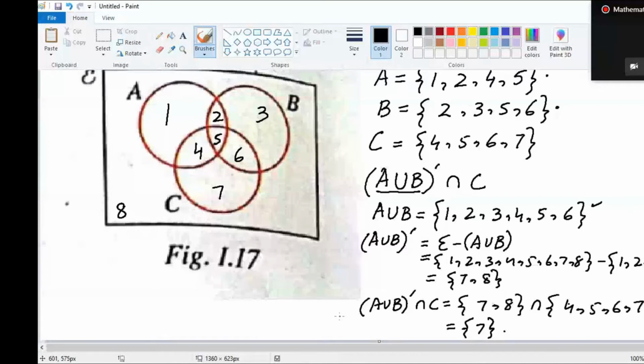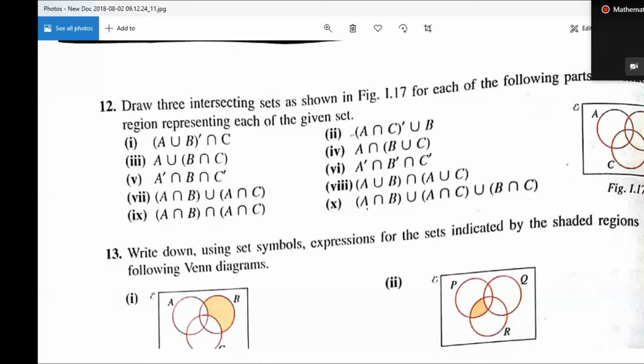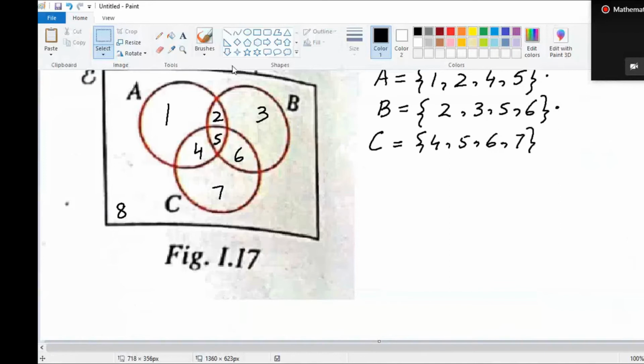And my dear students, what are you going to do? You are going to highlight this 7 and you are going to shade it. Look at it. I shaded 7 completely. Now the next question: A intersection C whole complement union B. And if I write it over here, A intersection C whole complement union B.